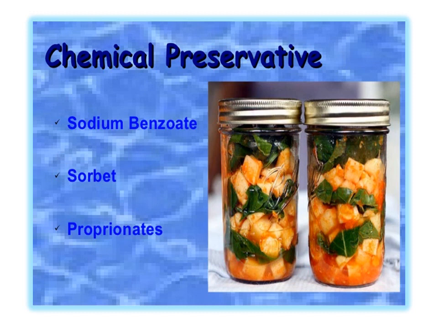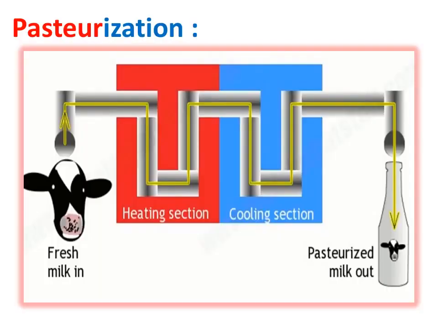Chemical preservatives could be sodium benzoate, sorbate and propionates. These are used in the packets we take out, like chips and all. Sodium benzoate is not a good preservative, but these chemical preservatives are used by many companies. Whenever we buy any article, for example chips, sodium benzoate is being used in that. Now we will talk about pasteurization.